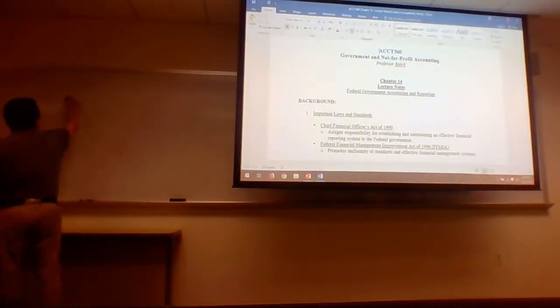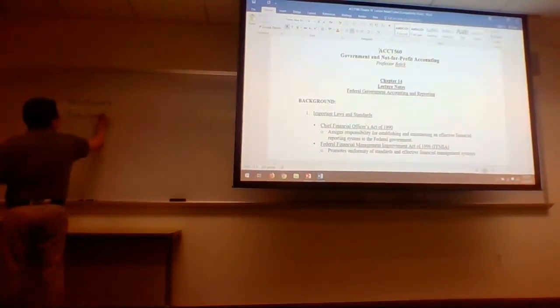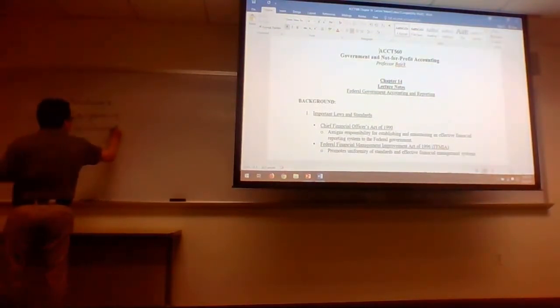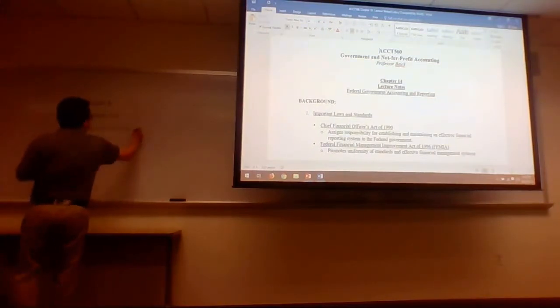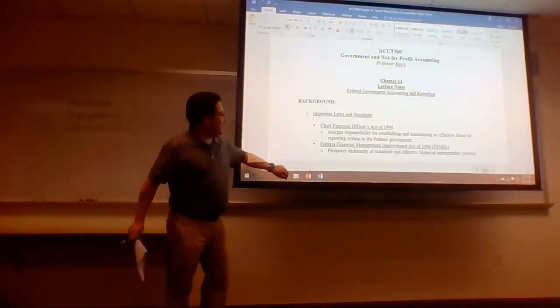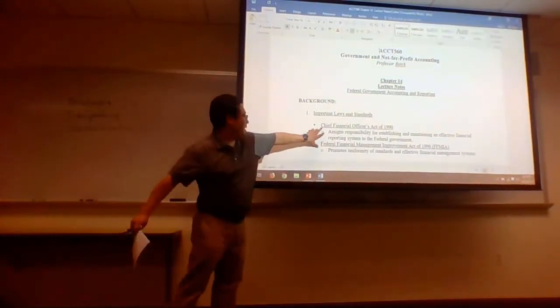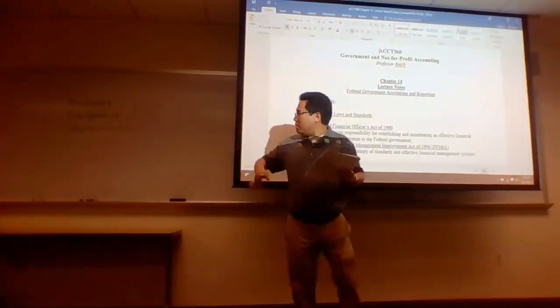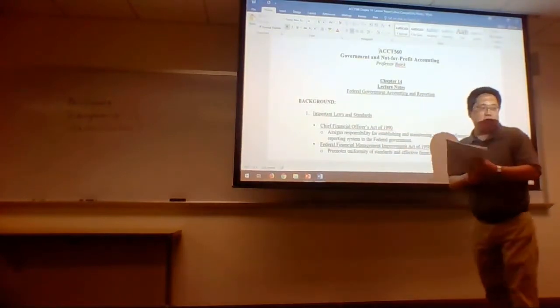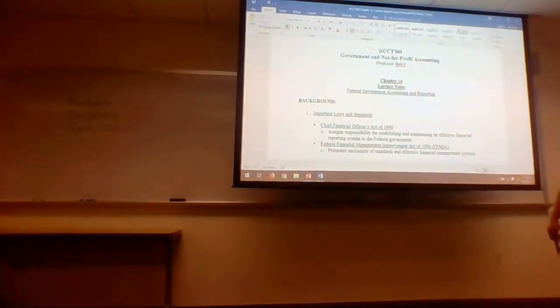Okay, so what these two acts have in common is an emphasis on disclosure, transparency, and standardization. So CFO Act of 1990, the FFMIA Act here, transparency, disclosure, standardization. The problem with federal governmental accounting in the past has been that people would have vague duties or different agencies would have overlapping responsibilities.